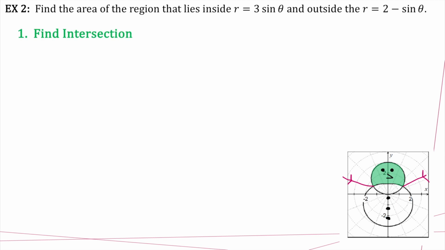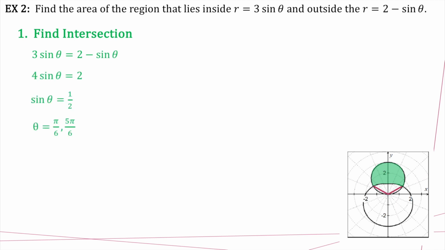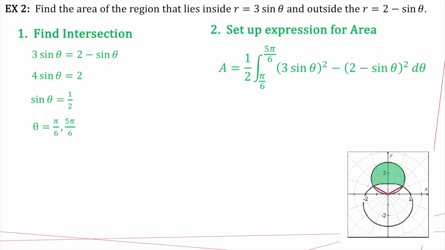Anyway, like we did before, the first thing we've got to figure out is where the graphs intersect. So set them equal to each other and solve. And again, we've got pi over 6 and 5 pi over 6. And again, like we did before, we can just take the whole of 3 sine theta and subtract 2 minus sine theta. And we're doing that between pi over 6 and 5 pi over 6. And then use your trusty calculator to solve it.